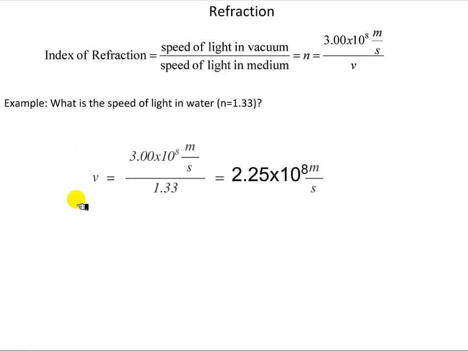So for example, the speed of light in water we can calculate by using the fact that the index of refraction in water is 1.33. So we would take this equation, rewrite it so it's solved for velocity in that medium, take the speed of light in a vacuum and divide it by this index of refraction, and we'd find out that the speed of light in water is 2.25 times 10 to the 8th meters per second.